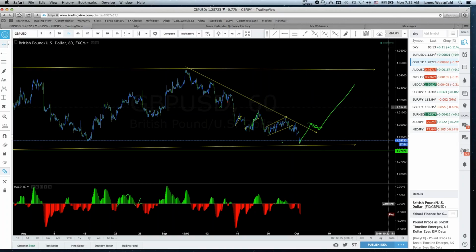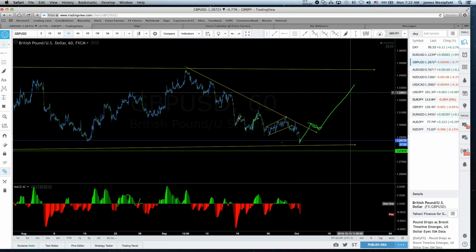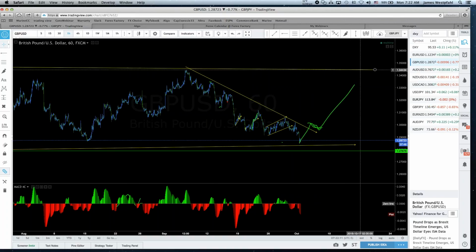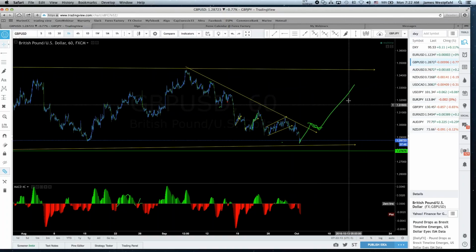And that falls in line with the dollar index. If the dollar index goes down, this pound dollar has a good shot of going long up here, and this is a good setup if that happens.